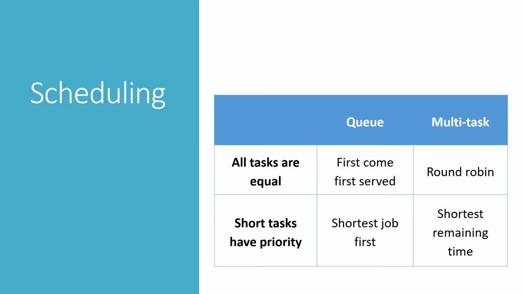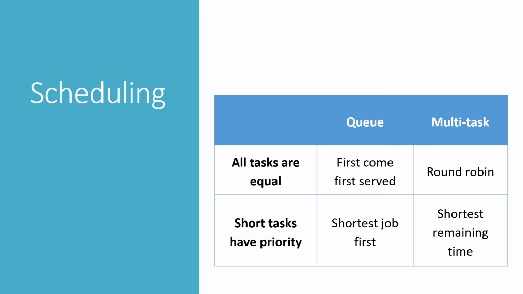Within those 2 broad categories, we can make some of the tasks more important than others, so they're cleared quicker, or we can give all the tasks an equal chance to get done. So in a queue, if all tasks have equal importance, it'll be a normal queue. The first items into the queue will be the first that get cleared, and print queues usually work like that, and that's called first come, first served.